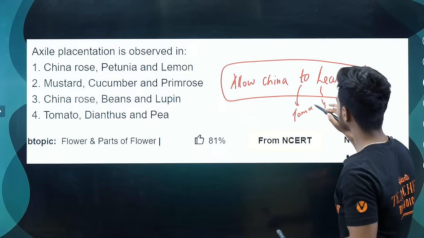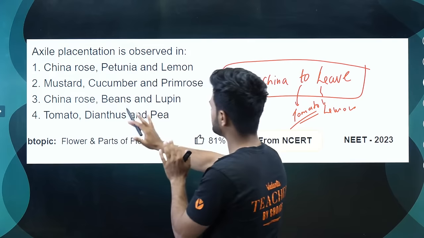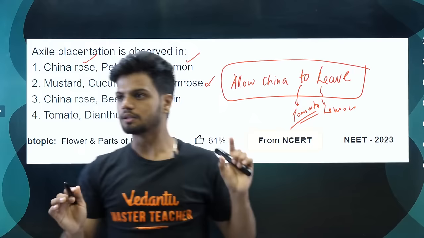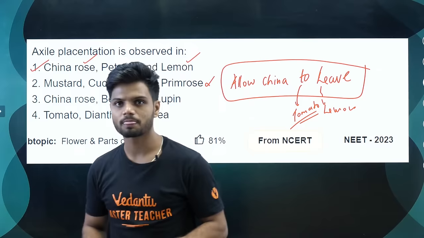But here, if you look at the options they have given you, China rose is an example. Here only tomato is given; dianthus and pea are not examples. China rose is an example, but tomato, lemon and China rose. The most probable answer is going to be option number one, that is China rose, petunia, as well as lemon. Clear?